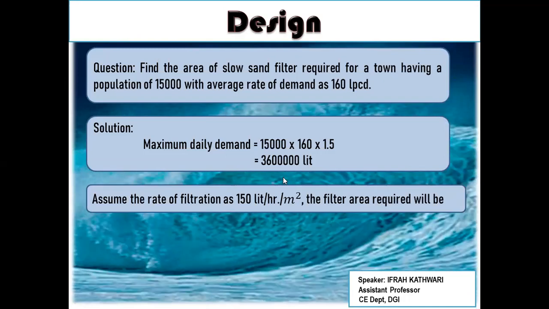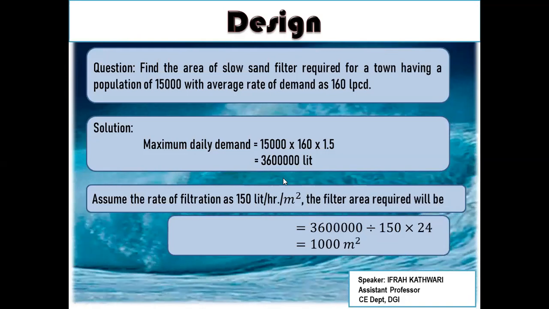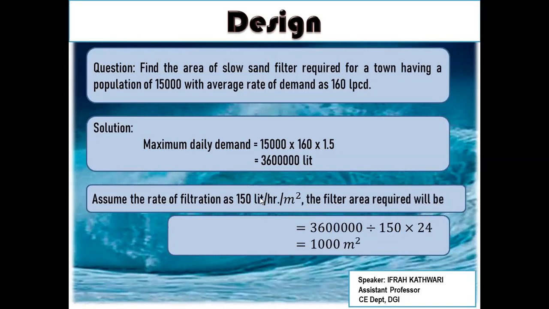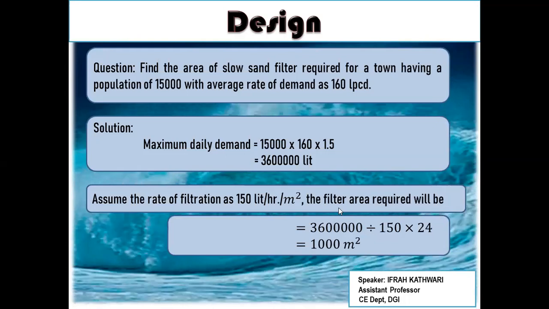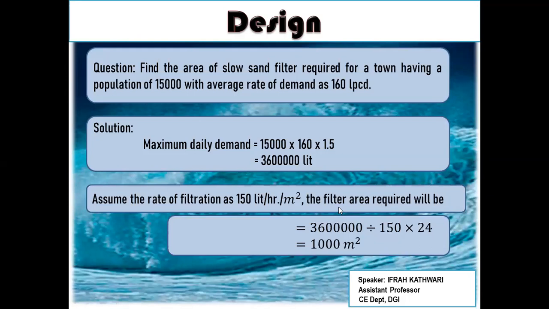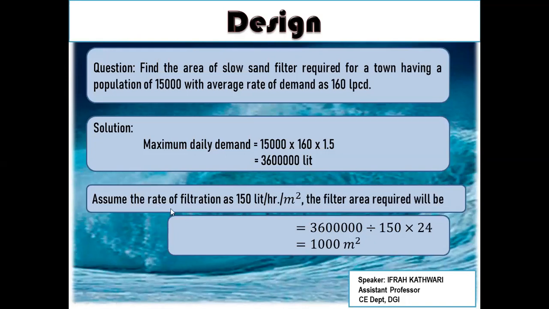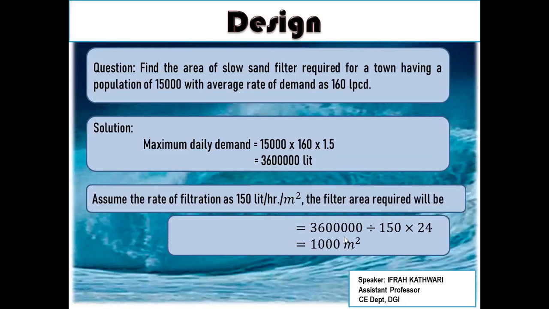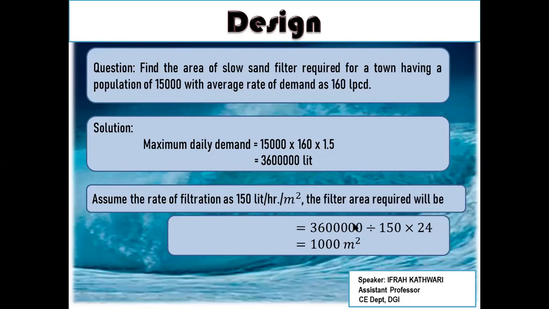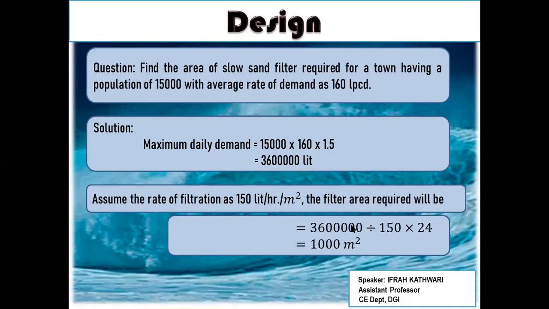And then we know the rate of filtration, so we can find out the filter area. The rate of filtration is assumed, and the filter area is to be found out. In that case, the area will be equal to the maximum daily demand divided by the rate of filtration, which will come out to be 1000 meters square. So this is the filter area, the area that is required for the filtration tanks to be set up.